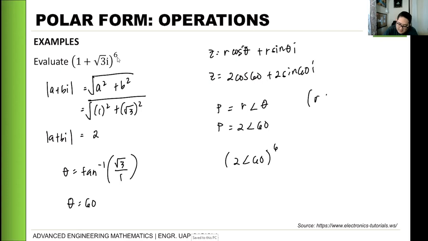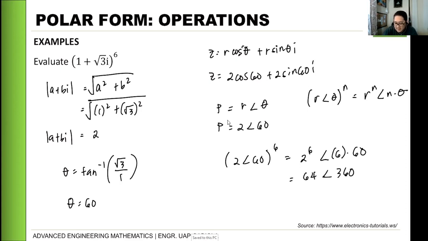Okay. (r angle theta)^n equals r^n angle n times theta. So let's apply it here. This will be 2^6 angle 6 times our angle, which is 60. So 2^6 is 64, and then the angle, 6 times 60, is 360. Okay? And what does angle 360 mean?